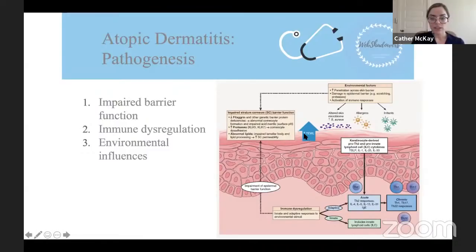This leads to increased transepidermal water loss. Our barrier also keeps water and hydration in, so when it's not intact, you lose a lot of that hydration and constantly have dry skin. That's a big component of atopic dermatitis. You also have immune dysregulation. Both innate and adaptive responses to environmental stimuli can be dysregulated.